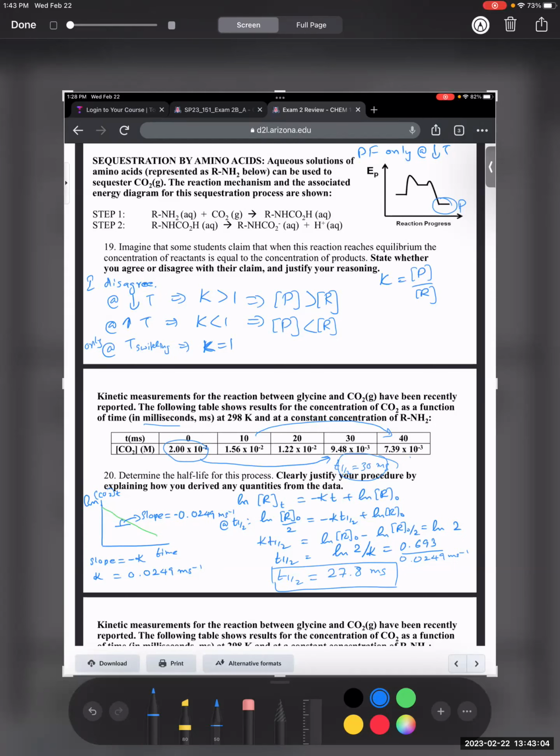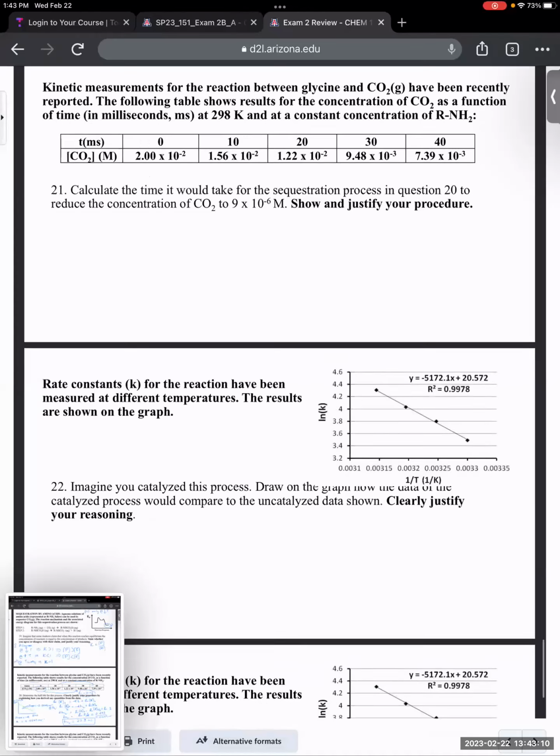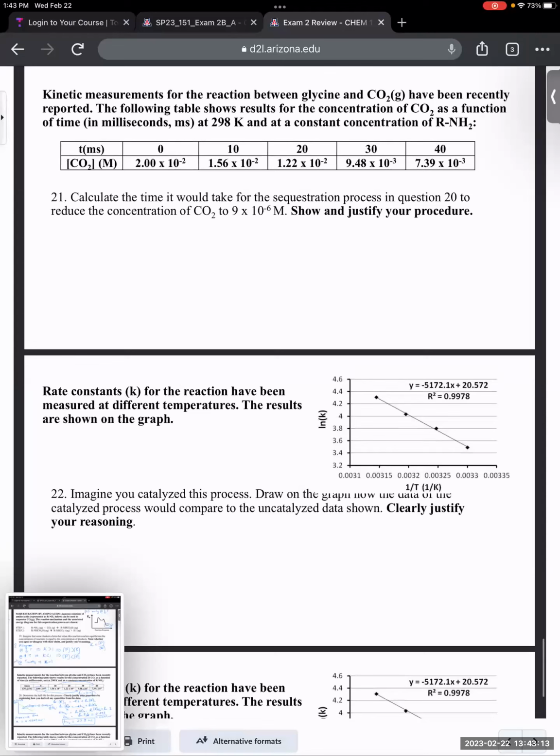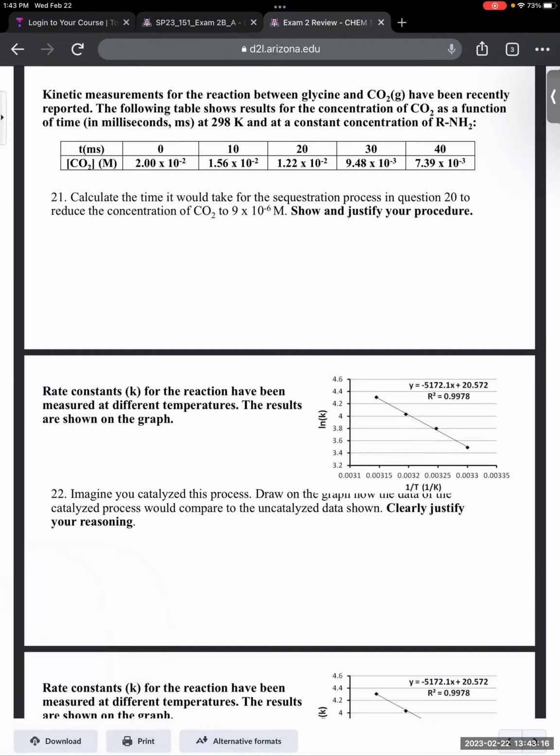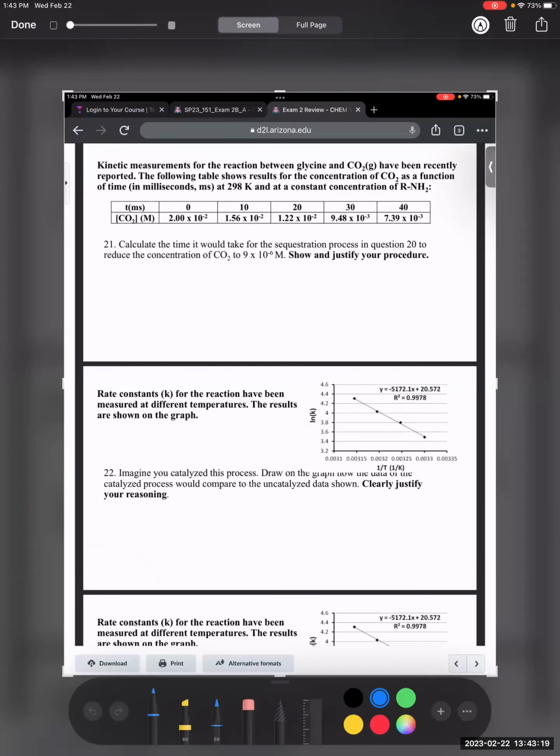We determined that. And then what we're going to do is move on to the next set of questions. Let's write them. Calculate the time it would take for the reaction in question 20 to reduce the concentration of CO2 to 9 times 10 to the power of -6 molar. Now again, we determined that this data set is first order, because we plotted the graph and we know it's first order.